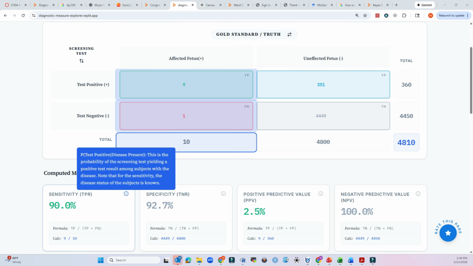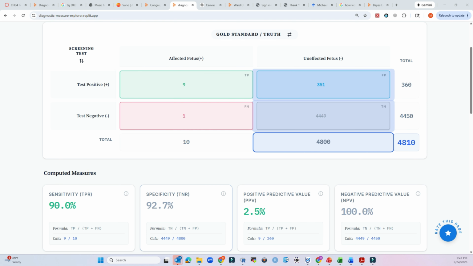in the table. The sensitivity of the test is the probability of a positive test result among those that have the disease. This can be computed from the table, focusing on the column pertaining to the gold standard of those that truly have the disease.